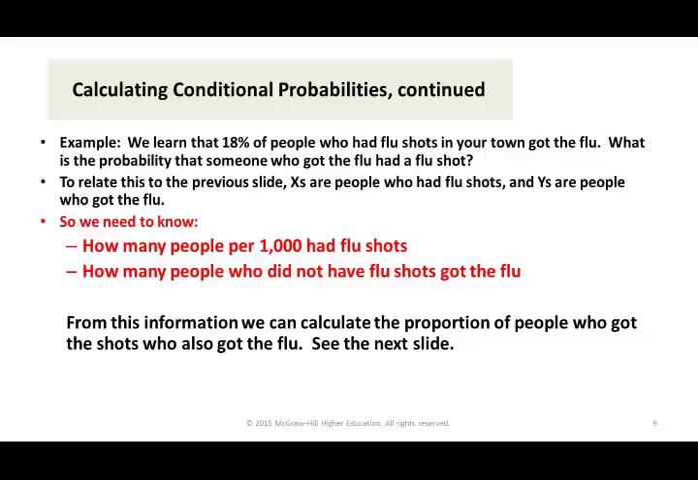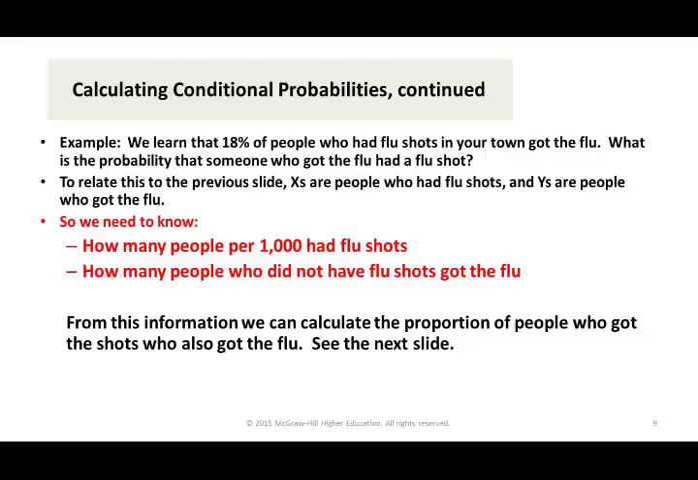So in calculating conditional probabilities, let's work with an example. Let's say that we learned that 18% of the people who had flu shots in your town got the flu. So 18% of the people in Newark who got flu shots got the flu, which happens to me, it seems, quite frequently, right? Every time I get the flu shot, I feel like I get the flu. Whenever I don't get a flu shot, I feel like I don't get the flu. But that's sort of anecdotal.